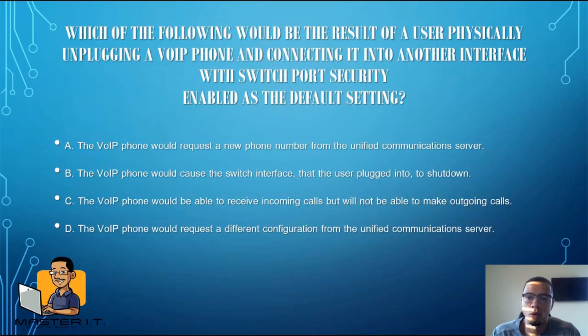Great. Which of the following would be the result of a user physically unplugging a VoIP phone and connecting it to another interface with switch port security enabled as the default setting? Read through those answers and then we'll go and get the answer. Easy. The VoIP phone would cause the switch interface that the user plugged into to shut down. So if you have port security enabled, whatever port you plug into, if it's not authorized, if that device is not supposed to be in there, as soon as you plug it in, that port is going to get shut down.